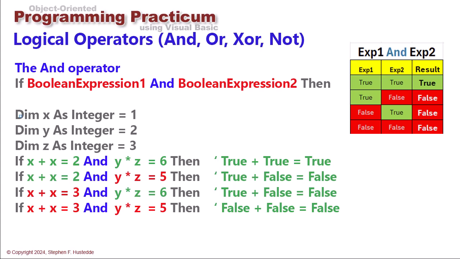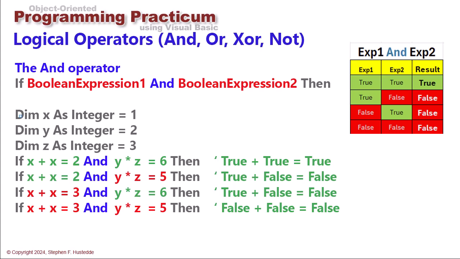So the AND operator takes two Boolean expressions, puts the AND in between, and if they are both true, Boolean expression 1 is true and Boolean expression 2 is true, then the whole expression is true. However, if one of them is false, let's say Boolean expression 1 is false, then that whole expression is false, or if Boolean expression 2 is false, the whole expression is false. And of course, if both expressions are false, the whole thing is false.